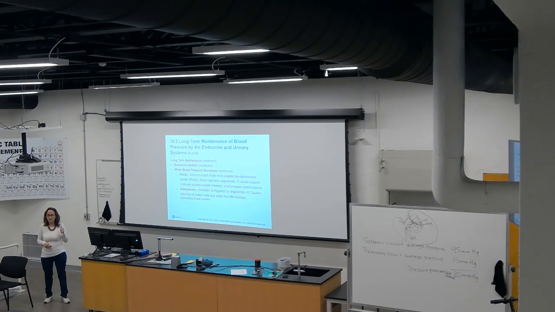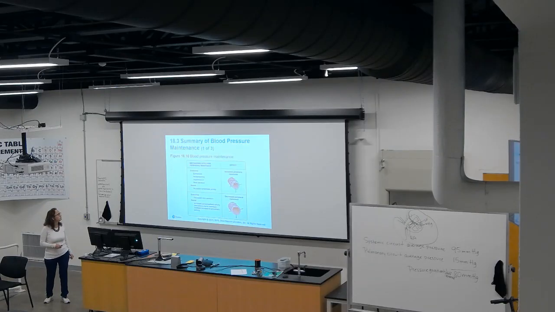So you increase sodium levels and then water levels with aldosterone. And that's supposed to increase your blood volume and your blood pressure together with the action of angiotensin 2. So here is the table showing you all of these mechanisms that help with blood pressure maintenance.